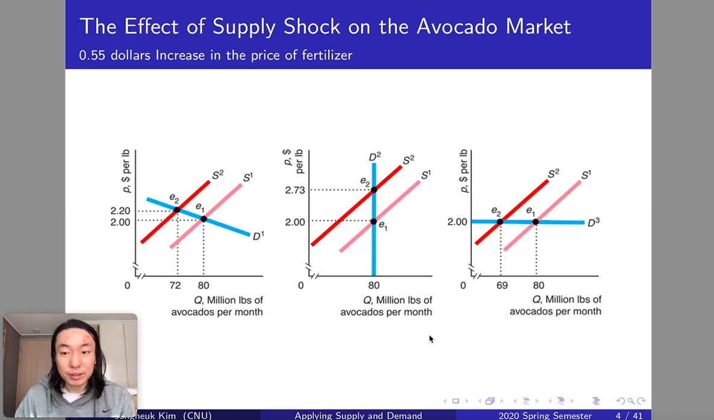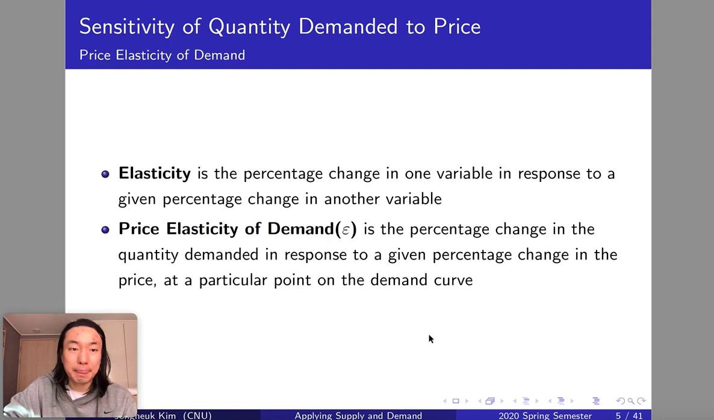So now we can see why they are different. With the same supply curve decrease, the equilibrium prices are hugely different, and the equilibrium quantities are also very different, because their sensitivities are different. And this type of sensitivity to the change of prices is called elasticity. Okay, so now we can define elasticity.